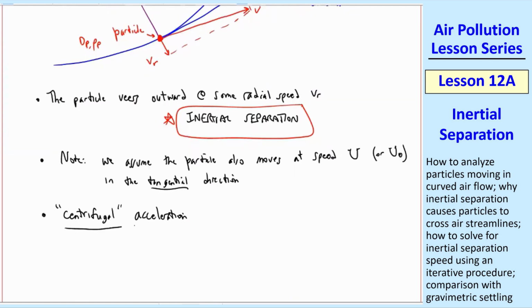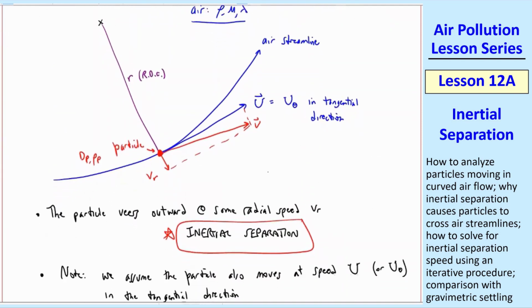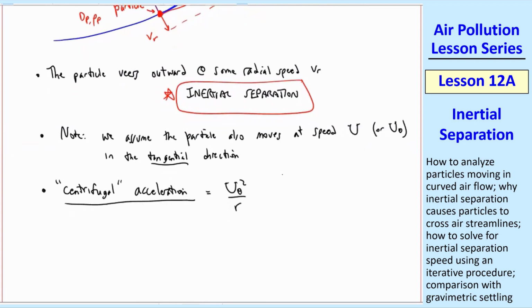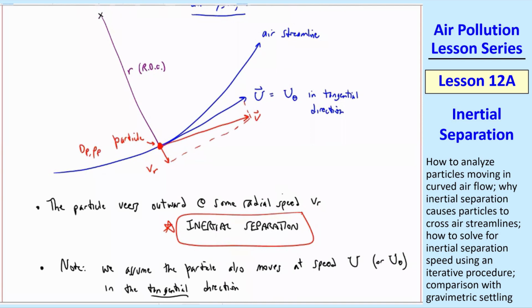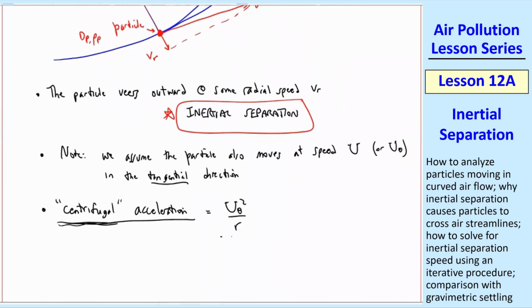Recall from high school physics, the centrifugal acceleration for a particle moving in a circular path is just u theta squared over r, where r is the radius of curvature as we have sketched here, and u theta is the tangential component. This applies to any particle, or a baseball on a string that you're swinging around, as we did in high school. This is an outward "force." I put it in quotes because, remember from high school, the centrifugal force is kind of a fake force. There's really a centripetal force that's pulling this particle towards the middle. But from the particle's point of view, it feels like it's being flung outwardly at this acceleration.